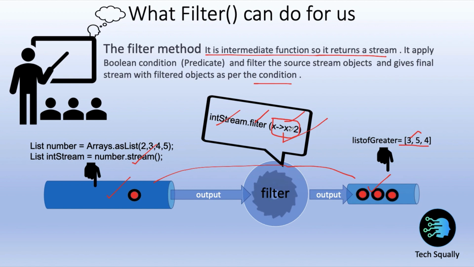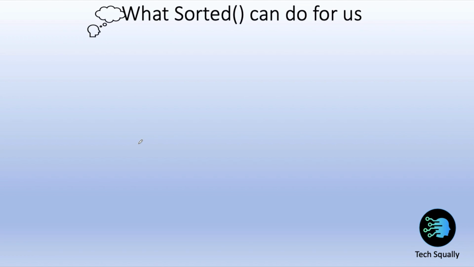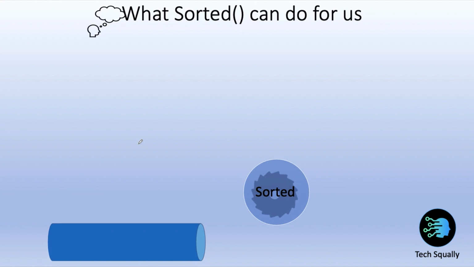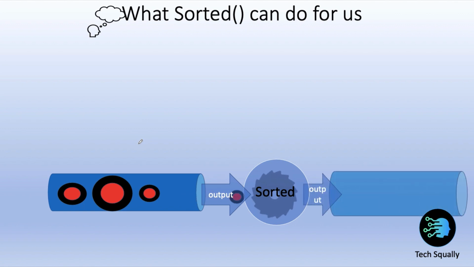So let's move to our next method: sorted. As the name suggests, what can sorted do for us? Sorted basically sorts the source stream. So here we have taken a stream with unsorted objects. If we apply the sorted method on this stream, it gives a resulting stream with sorted objects.